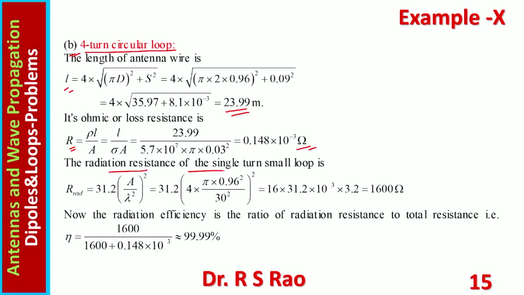Radiation resistance of a 4-turn small loop is 31.2 into 4A by lambda square, whole square. Using this formula, radiation resistance can be obtained. It turns out to be 1600 ohms. Then radiation efficiency can be determined within no time, as it is radiation resistance by total resistance. It turns out to be 99.99%. Notice here S is turn spacing, which we have already calculated and found it equal to 0.09.